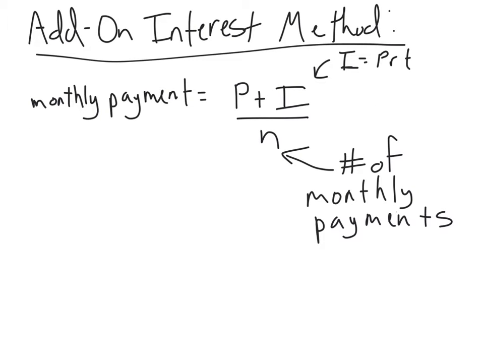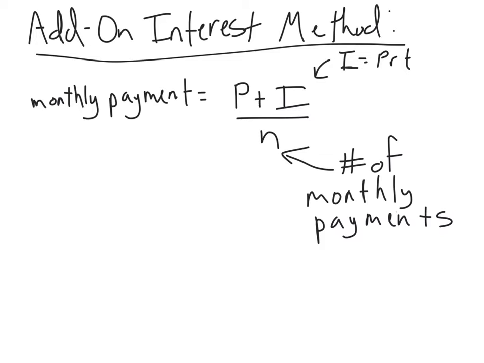So we have what's called the add-on interest method, which is just a method of creating monthly payments, or a type of loan you can get essentially. And this is a little formula that is pretty useful. It just says the monthly payment equals P plus I over N. P is obviously the amount that you borrowed. I is all of the interest that you're going to end up accruing.